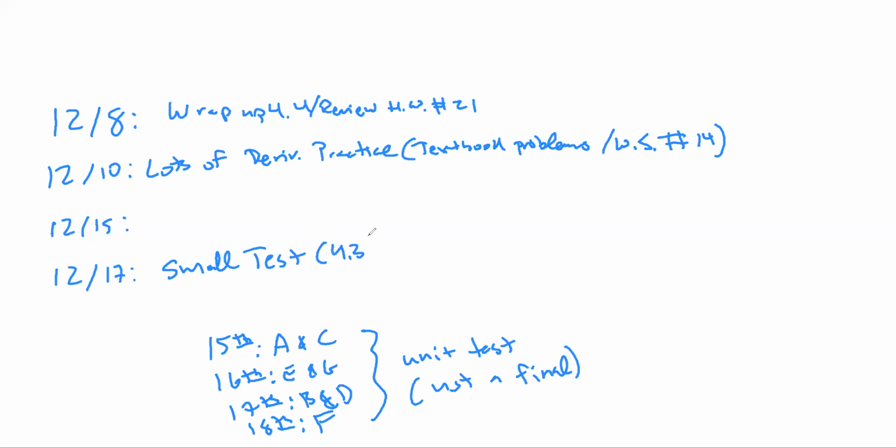It'll be a small test on 4.3 and 4.4. Remember 4.3 was on inverses, 4.4 is on logs and exponentials. But of course, you still need to know all the old stuff. You need to know product rule, quotient rule, chain rule, and implicit. All those things still apply, but nothing that's totally unique to the previous units can I assess, just 4.3, 4.4.